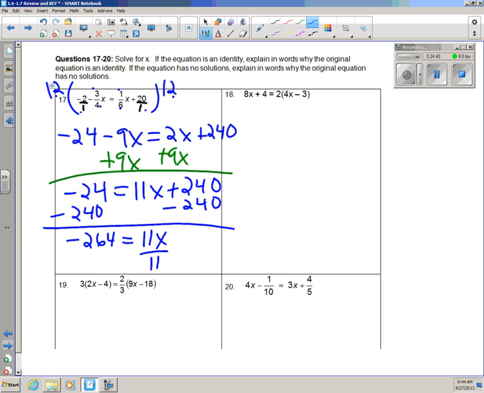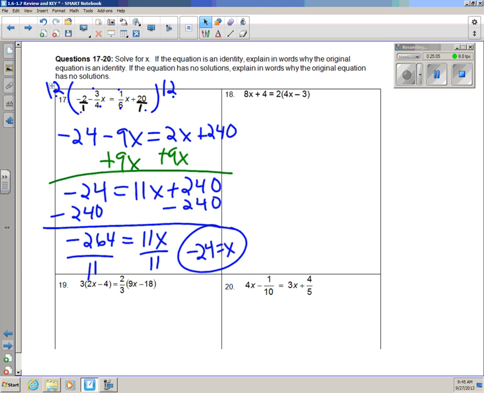I'm going to divide by 11. I'm going to divide by 11. I happen to know that negative 264 does divide by 11 evenly. If it doesn't, you're keeping that fraction. But really what ends up happening is you get negative 24 when you divide. My guys are not using a calculator yet, so I'll make the number smaller for you. We're using a calculator starting next week, though.